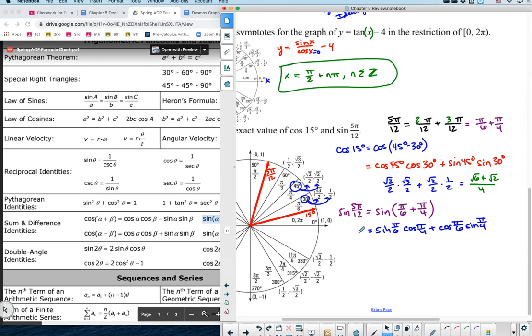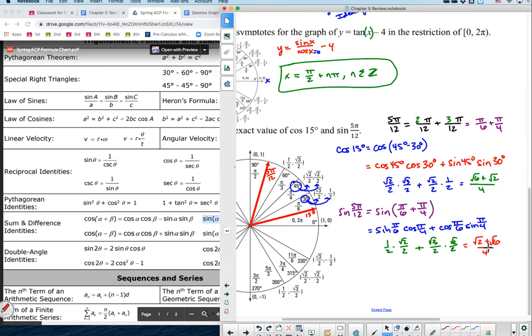So sine of pi over 6 is 1/2 times cosine of pi over 4 is the square root of 2 over 2. Cosine pi over 6 is square root of 3 over 2. And sine of pi over 4 is square root of 2 over 2. Notice again, I have a common denominator. And lo and behold, 2 times 2 is 4. I have a square root of 2 plus square root of 6.